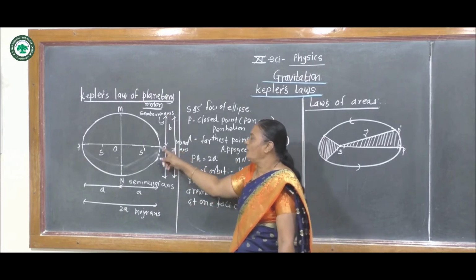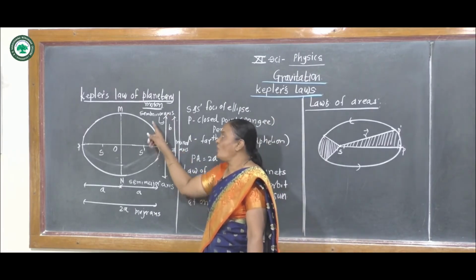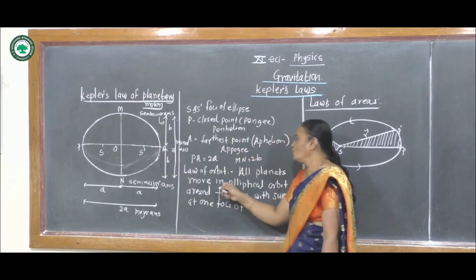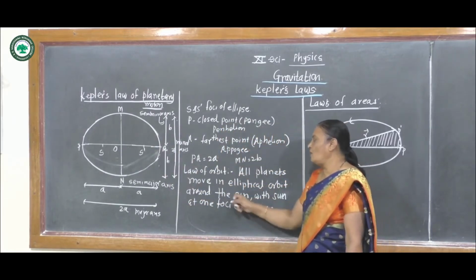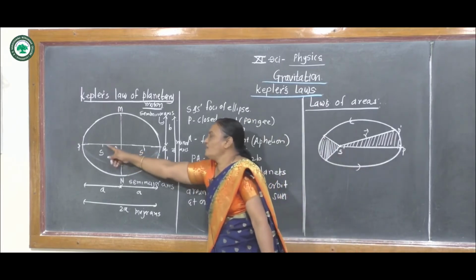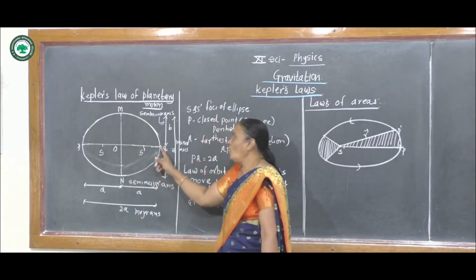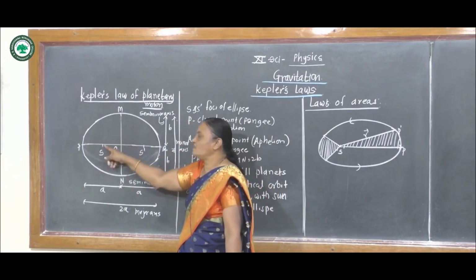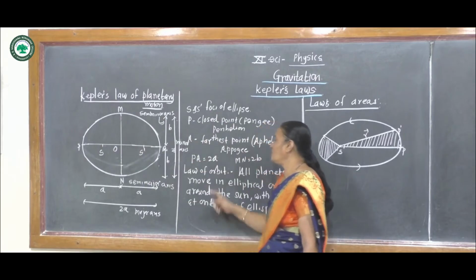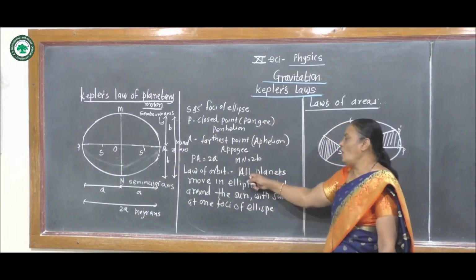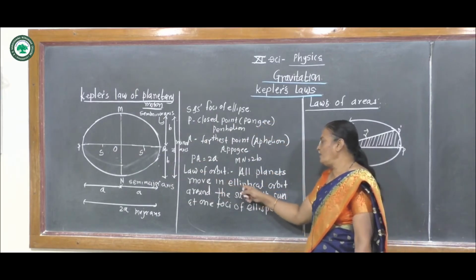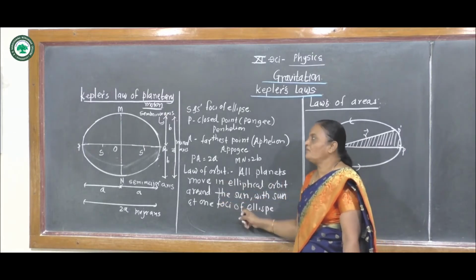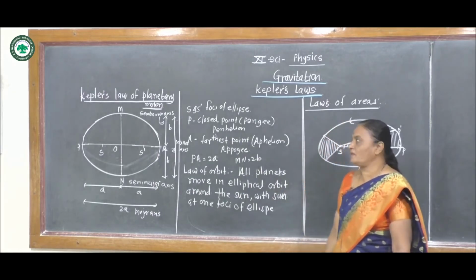See, here we consider the first law of planetary motion. All planets move in an elliptical orbit around the sun, where the sun is at one focus. This is the first law of orbit: all planets move in an elliptical orbit around the sun with the sun at one focus. This is our first Kepler's law.